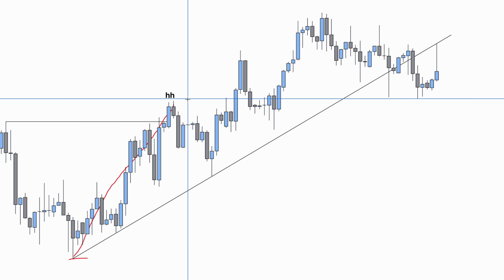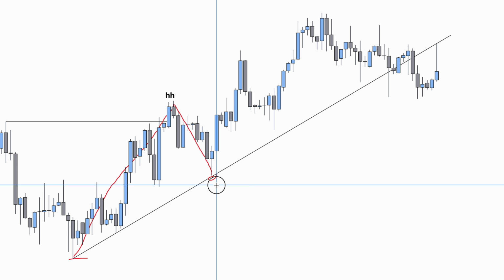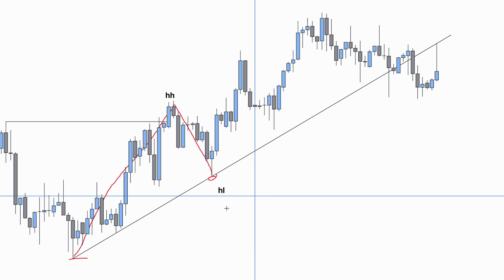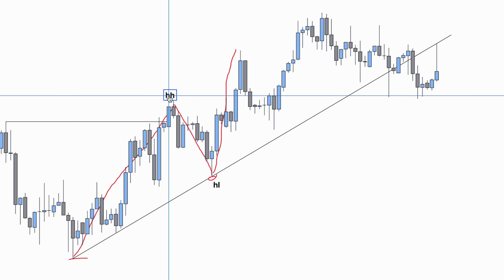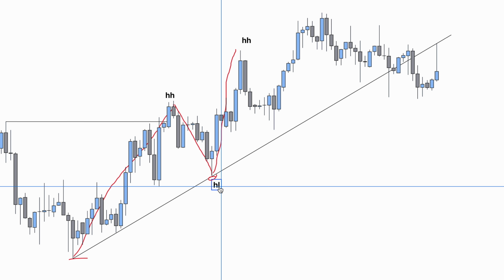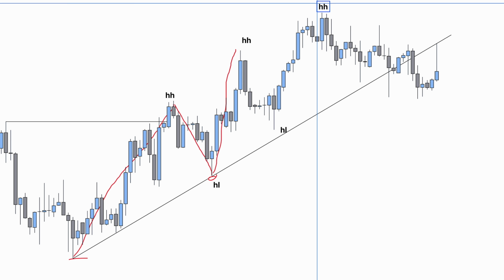We then pull back down to here and we create a higher low because this low is higher than the initial one down here. Then we again drive higher from this point to this point, creating a higher high again. Then we come down and create a higher low again. And then we make the final drive up to create a higher high over here.